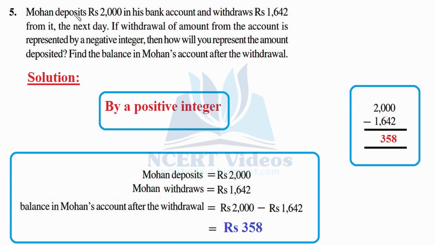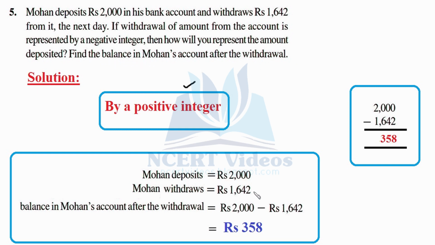Question 5. Mohan deposits rupees 2000 in his bank account and withdraws 1642 the next day. If withdrawal of an amount from the account is represented by a negative integer, then how will you represent the amount deposited? As you can see, obviously by a positive integer, because we are depositing something into the bank. Now find the balance in Mohan's account after the withdrawal.